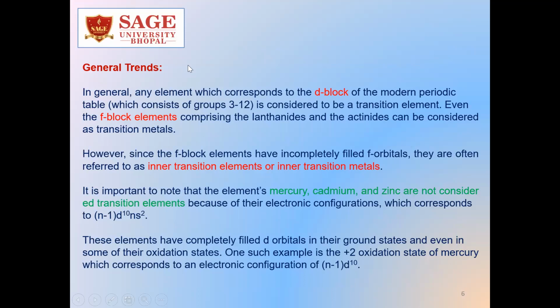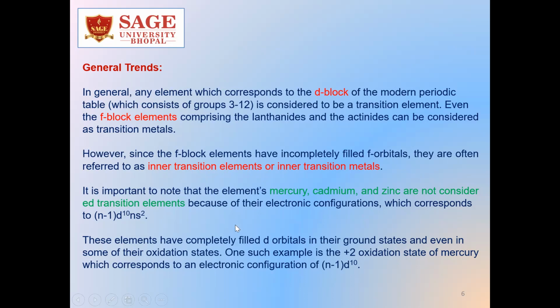If we see the general trends, any element which corresponds to the D block of the modern periodic table, that is from group 3 to 12, is considered to be a transition element. Even the F block elements comprising the lanthanides and the actinides can be considered as transition elements, but as they have incompletely filled d orbitals, they are often referred to as inner transition elements or inner transition metals.